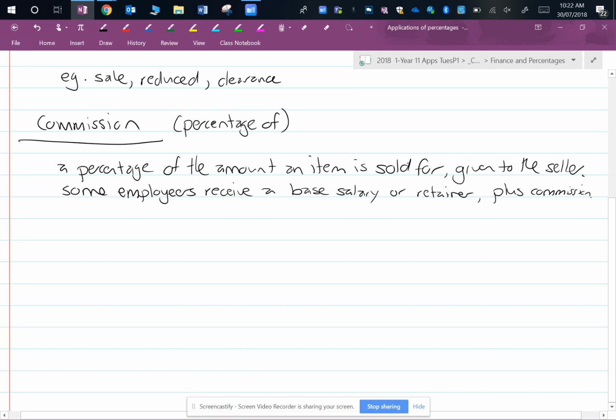Other people might get what's called a retainer, which means you get a chunk of money and then you get a commission, a percentage. So it's not just a salary, as in you get paid per hour. You might get paid $100 a day to come in and then a commission. So that's what a retainer means. It's just a chunk of money. Salary is like per hour. Retainer is one lump sum of money.